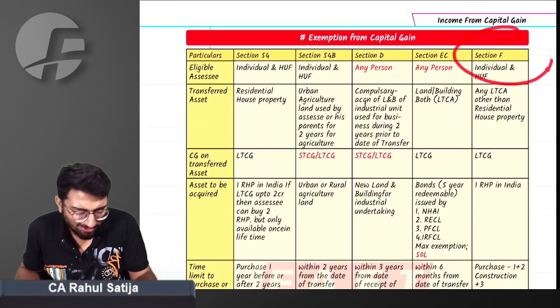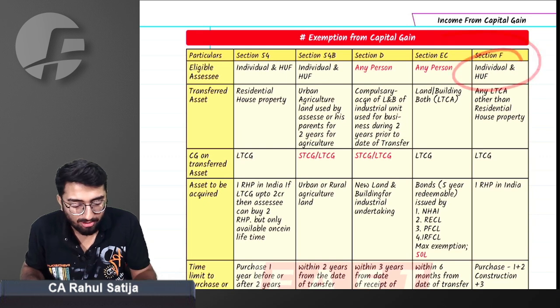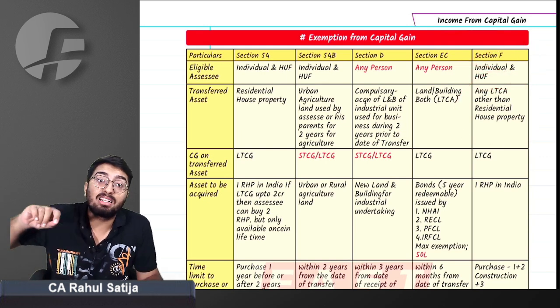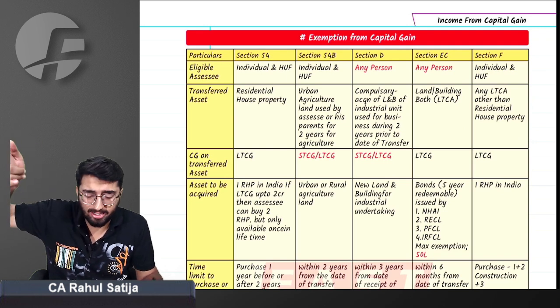Last, section 54F. This is a bit different. What does it say? If any individual or HUF transfers any long-term capital asset other than a residential house property. Sir, any long-term capital asset other than a residential house property, what can it include, sir?